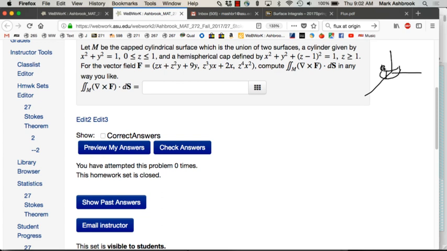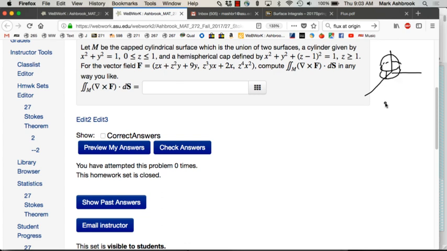Okay, there's a cylinder, and then the cap on top of that. That's not bad. It's like a really short, squatty silo, right? Like it's a cylinder, and then you've got the cap on the top. And so they want us to find the surface integral of the curl of that thing, right?